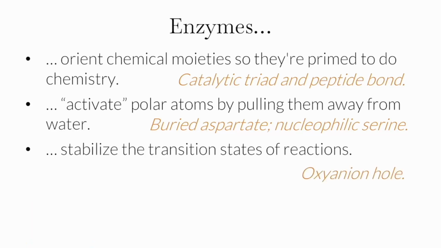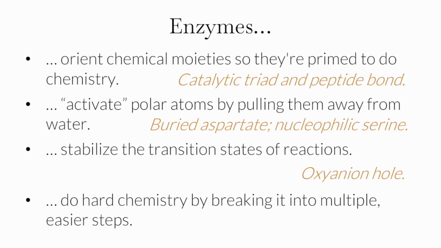Enzymes stabilize transition states. In this case, we see that through this oxyanion hole. It binds to that oxyanion tetrahedral intermediate and makes it more stable. And then they do hard chemistry by breaking it into multiple steps, right? Instead of being one single reaction, there's actually two attacks. You first have the attack with the serine, followed by the attack with the water. So we're breaking this into multiple steps rather than one big step.